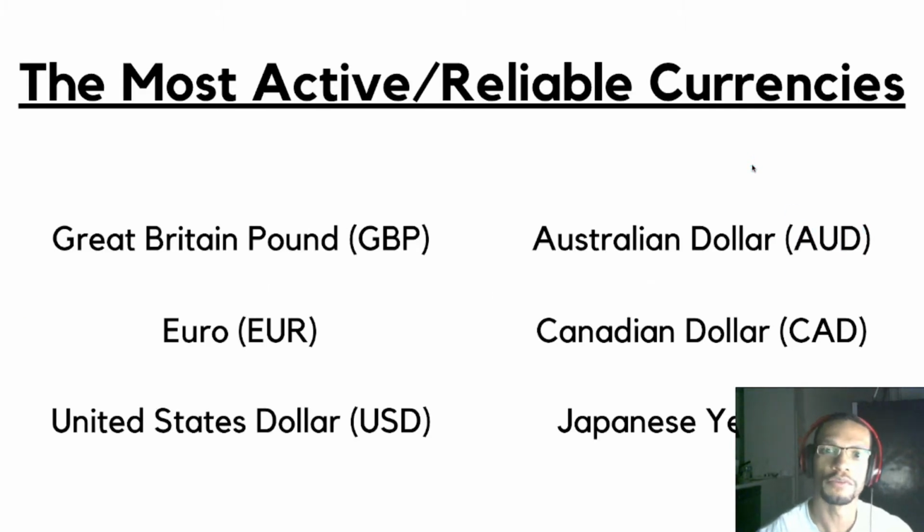So the most active and reliable currencies are the Great Britain pound, the euro, the US dollar, the Australian dollar, the Canadian dollar, and the Japanese yen. So you want to focus on pairs that include those currencies.